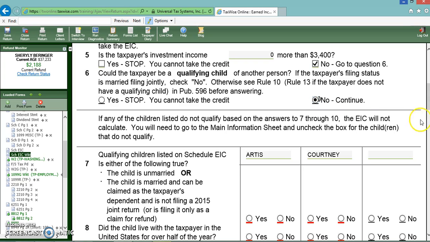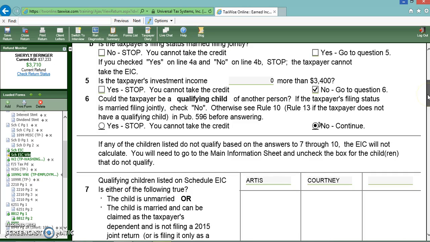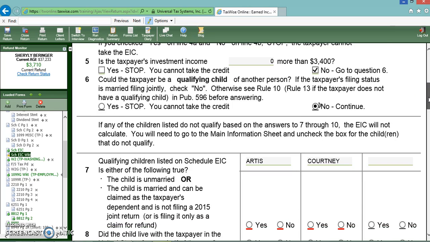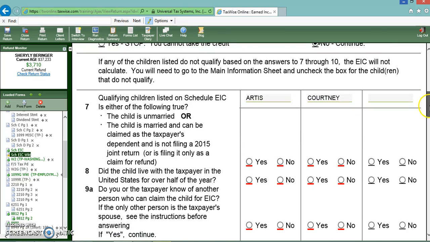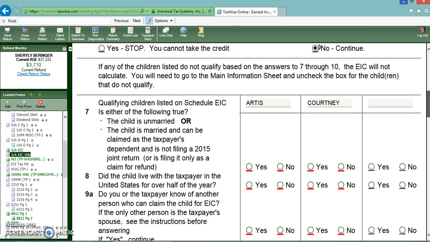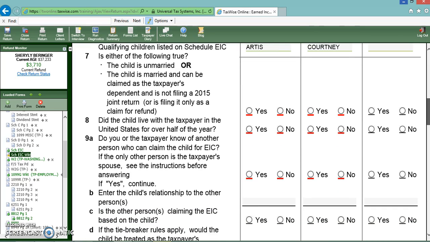How would you find this out? You have to ask the taxpayer. Generally, the interviewer at the site should be getting this information for you. All right, and then you just go to the next few questions to answer and then work your way down.